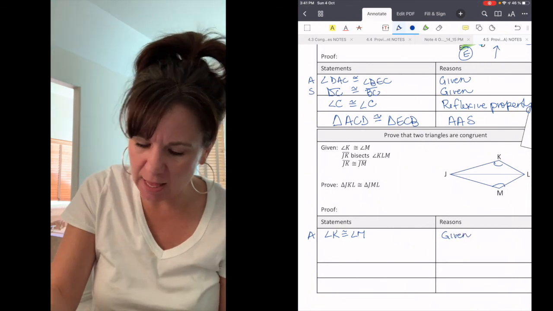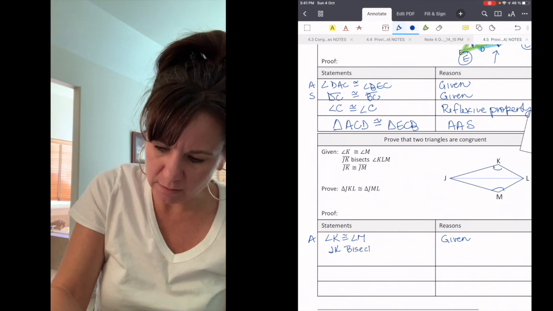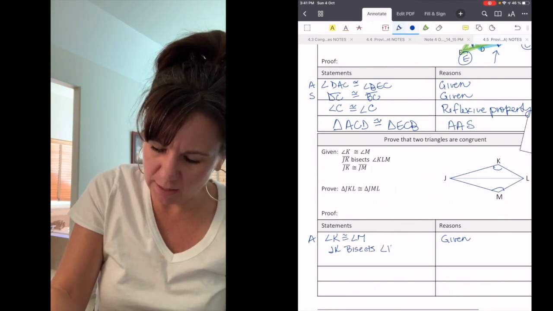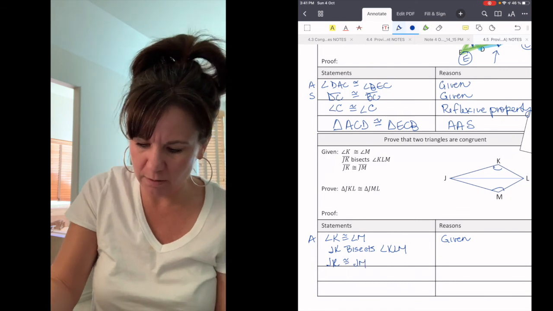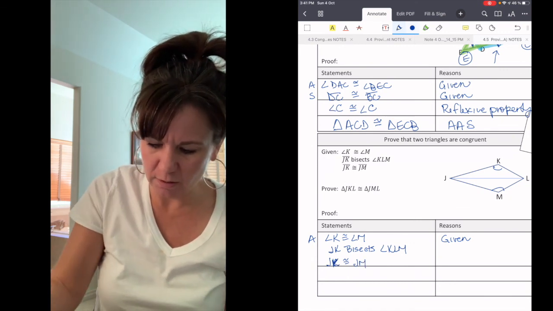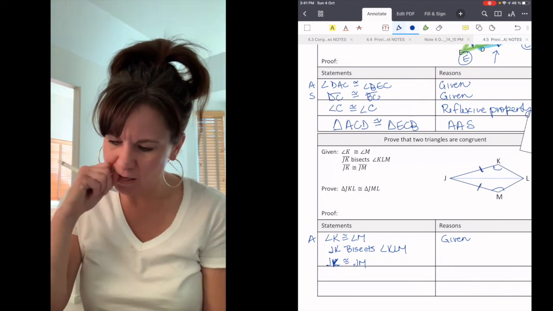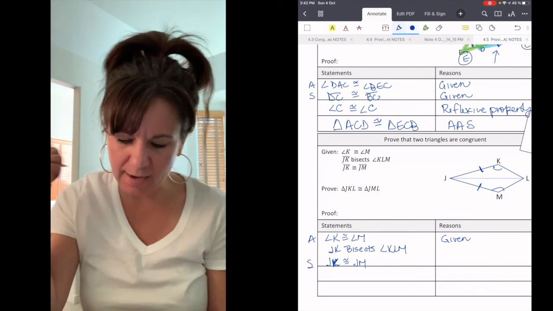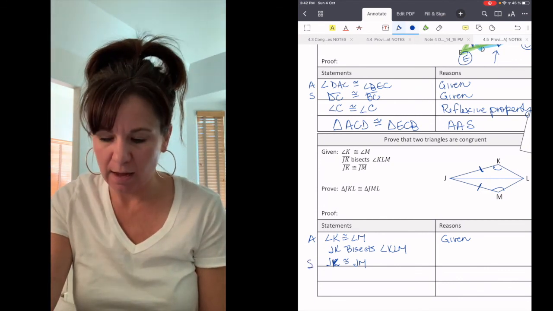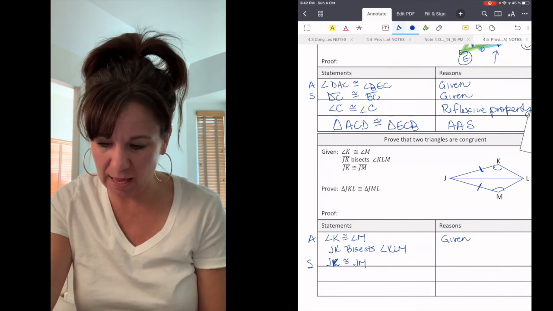And then JK bisects angle KLM. And we know that JK is congruent to JM. JK is congruent to JM. Okay, so that's a side. So I've got an angle and a side. And if we're trying to use the angle, angle, side congruence, then I need another angle.